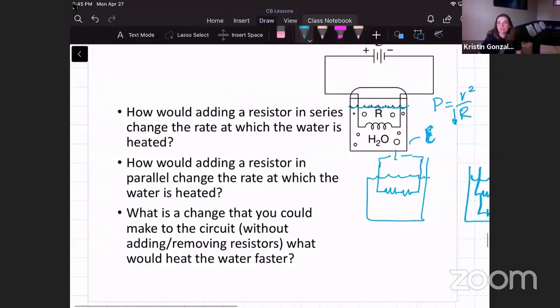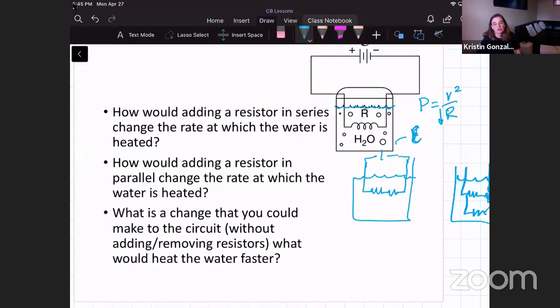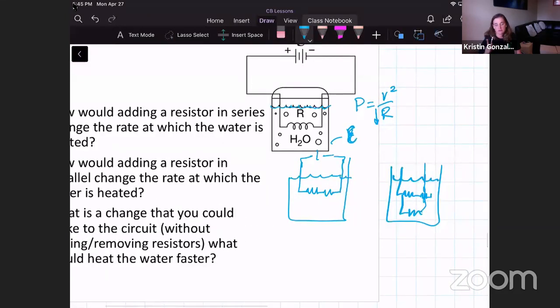What else could we do then to my circuit in order to make it heat up faster? So what could we do to that one individual resistor that is going to increase the power? Well, how did we get the resistance of one resistor? We said that the resistance is equal to rho naught times L over A. So if I want more power, what do I want to do to the resistance? I want to decrease the resistance.